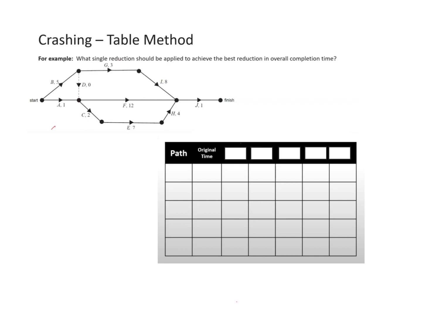Okay, so with this one example, we're going to keep practicing this table method. The question says what single reduction, so we're only going to cut or crash 1 activity, should be applied to achieve the best overall completion time. So we need to find all the possible paths from start to finish. For the first one, I could go B, G, I and J. So into the first part of the table, I'm going to write B, G, I and J.